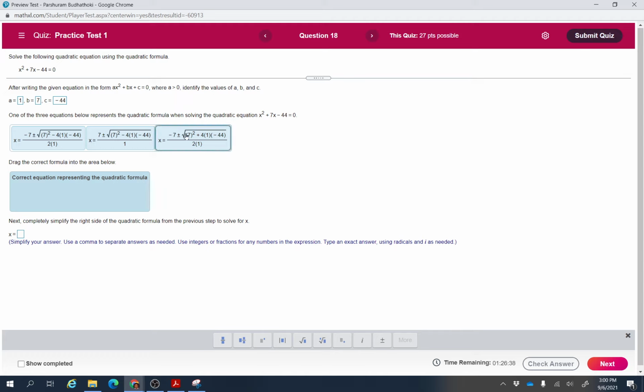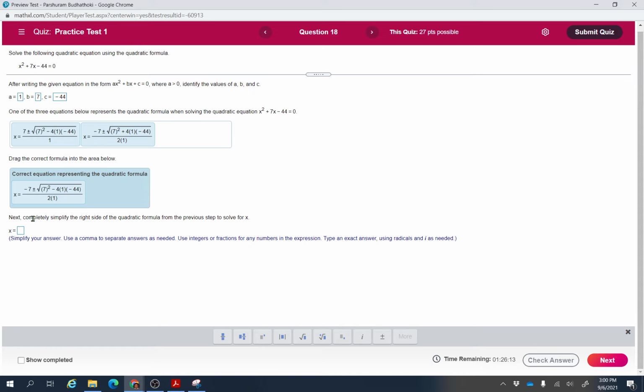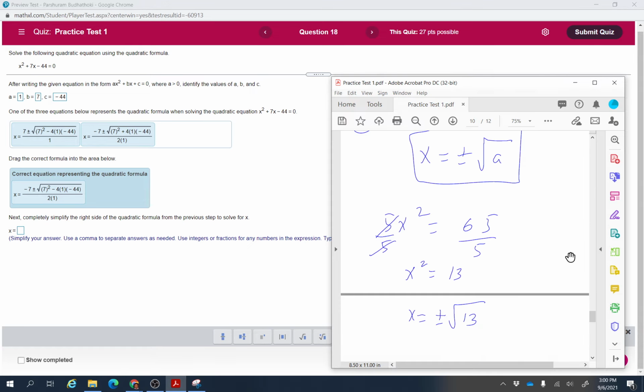So negative b plus minus square root of b square minus 4ac, divided by 2a. This is the formula. We use that formula. So this is what we are going to drag here, the correct equation representing the quadratic formula. This one is the correct one. Now, if you do the calculation here, you will be able to find out the value of x.